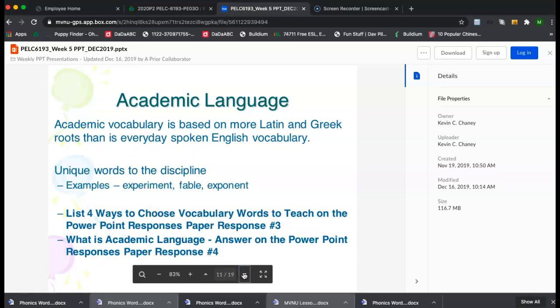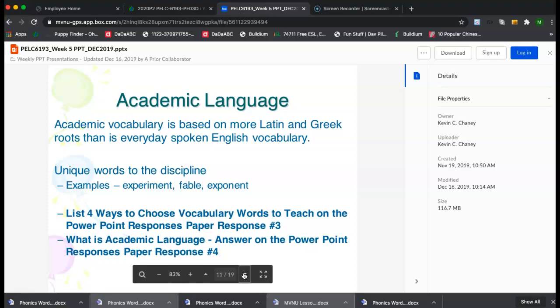Academic vocabulary is based on more Latin and Greek roots than is everyday spoken vocabulary. When we think of academic vocabulary, we think of words that are specific to a discipline. For example, in math, you're talking about angles. You're talking about octagons, polygons. Those are academic language vocabulary.